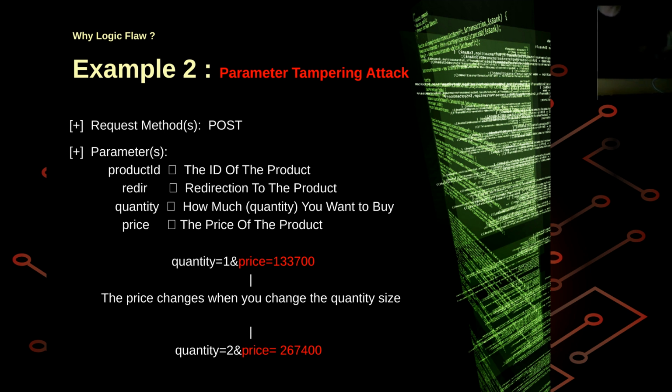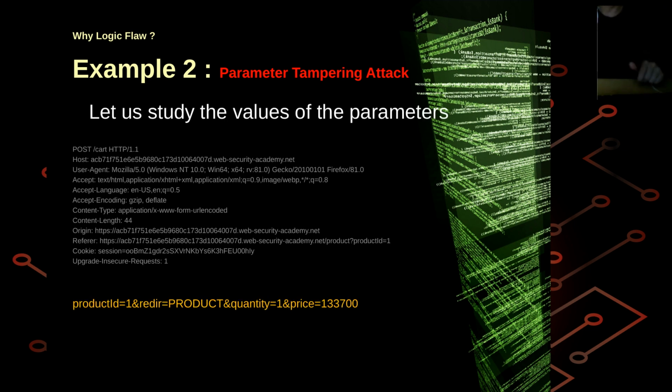So let us study the values of our parameters. The product ID has the value 1. It means that when you buy the product, you will be redirected to the product page again. This means that you bought it successfully. And then the quantity and the price. So let us see the values of the parameters.